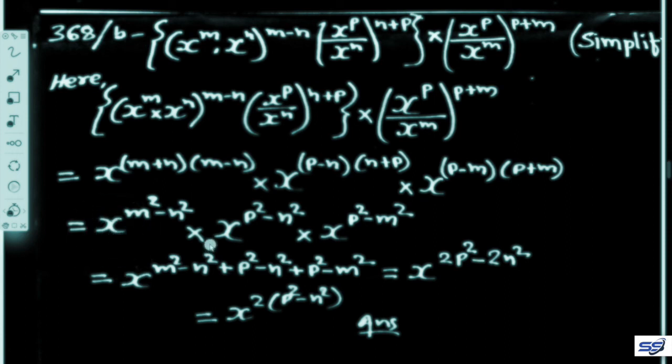Now here base is same, x is same, so power shall be added. Equal x to the power m square minus n square plus power of this one, second power p square minus n square plus power of third one, third power p square minus m square. Equal, here comes x to the power m positive square, m square negative, both cancel each other. Here in this way p plus p 2p, 2p square, and minus n, minus n, minus 2n square. So here comes equal x to the power 2p square minus 2n square. Here 2 is common in both. Equal x to the power 2 into p square minus n square. And this is our required solution of this problem.